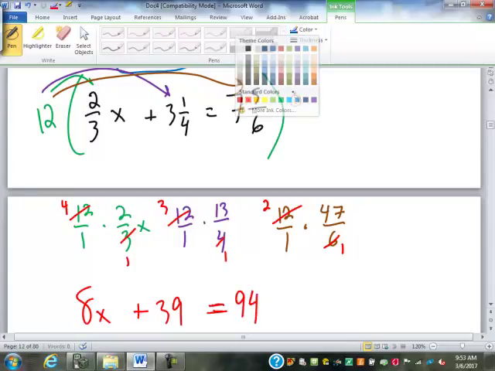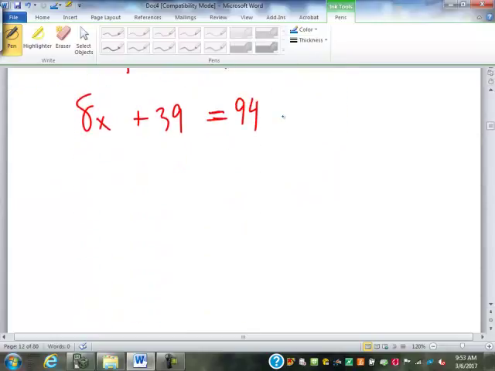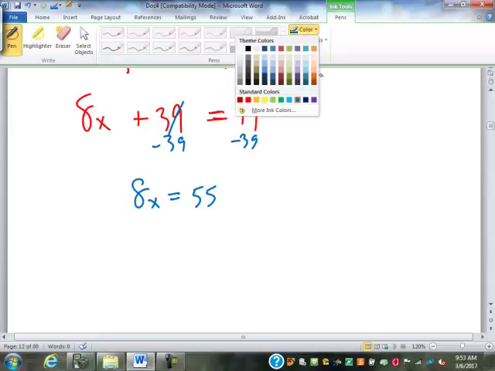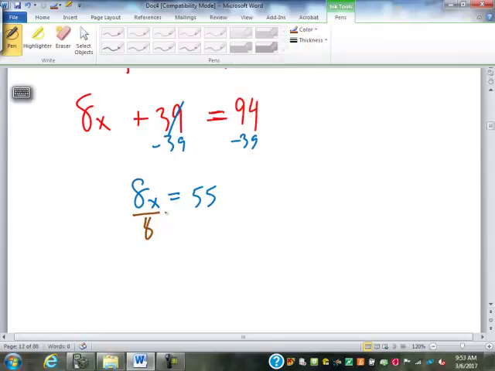So once we have removed the fractions, now we can just solve this. We subtract 39. 8x equals 55. And we divide by 8. So x equals 6 and 7/8.